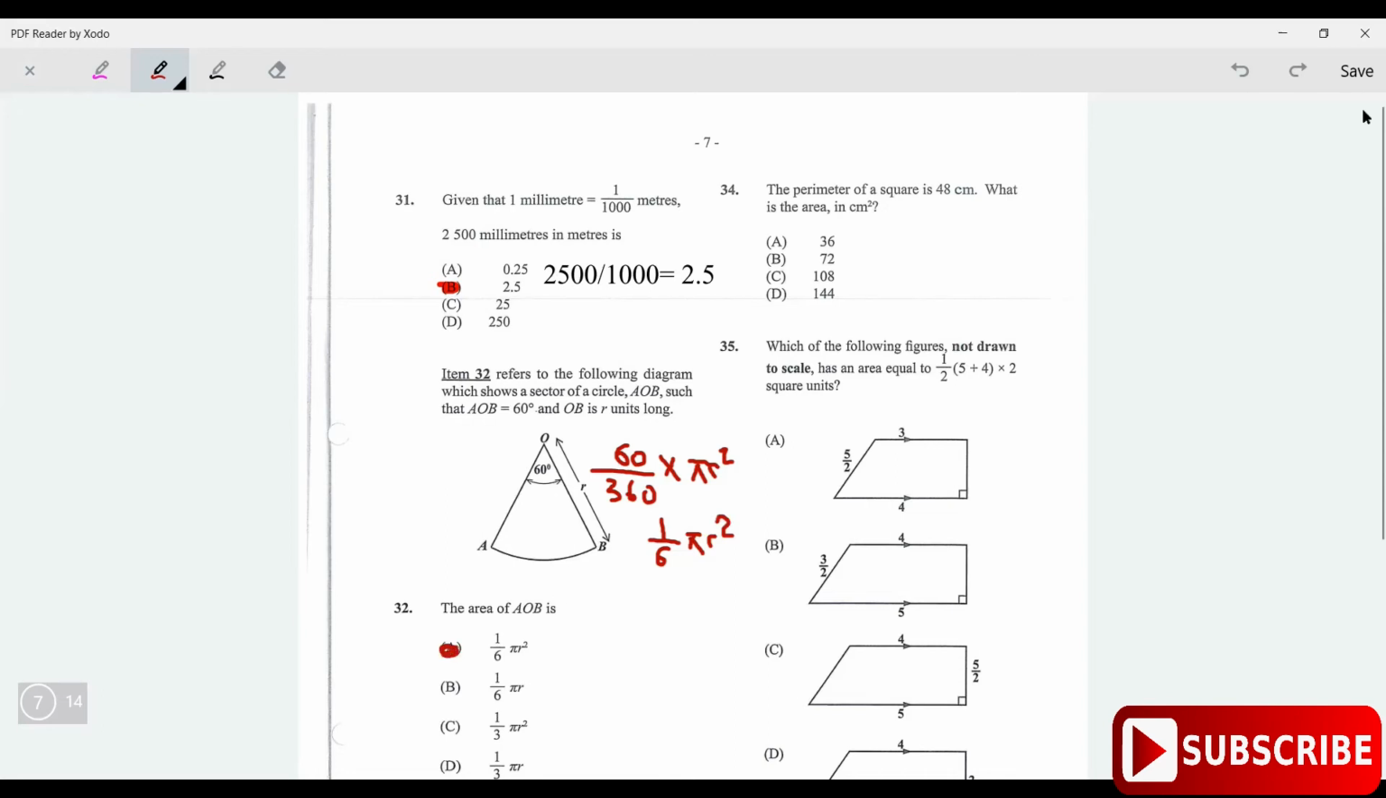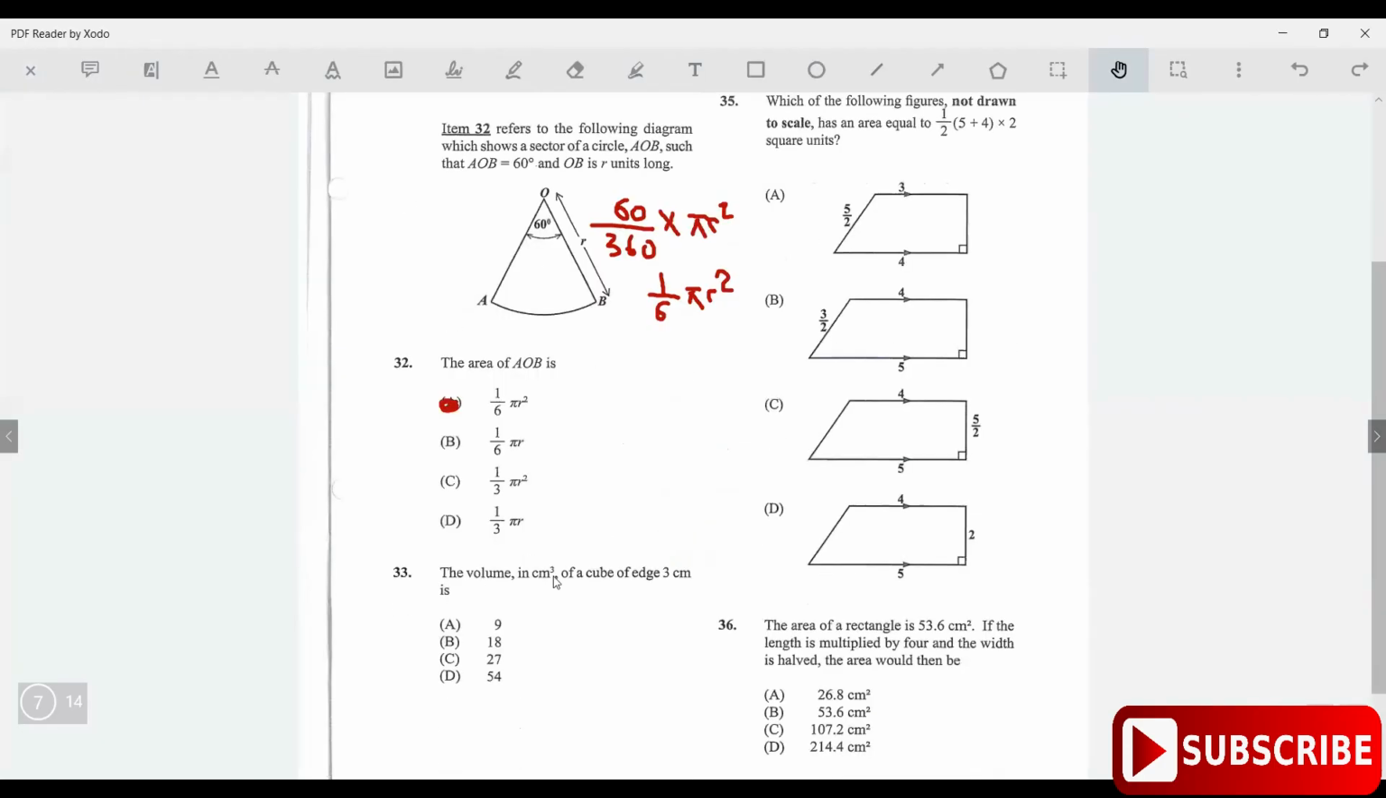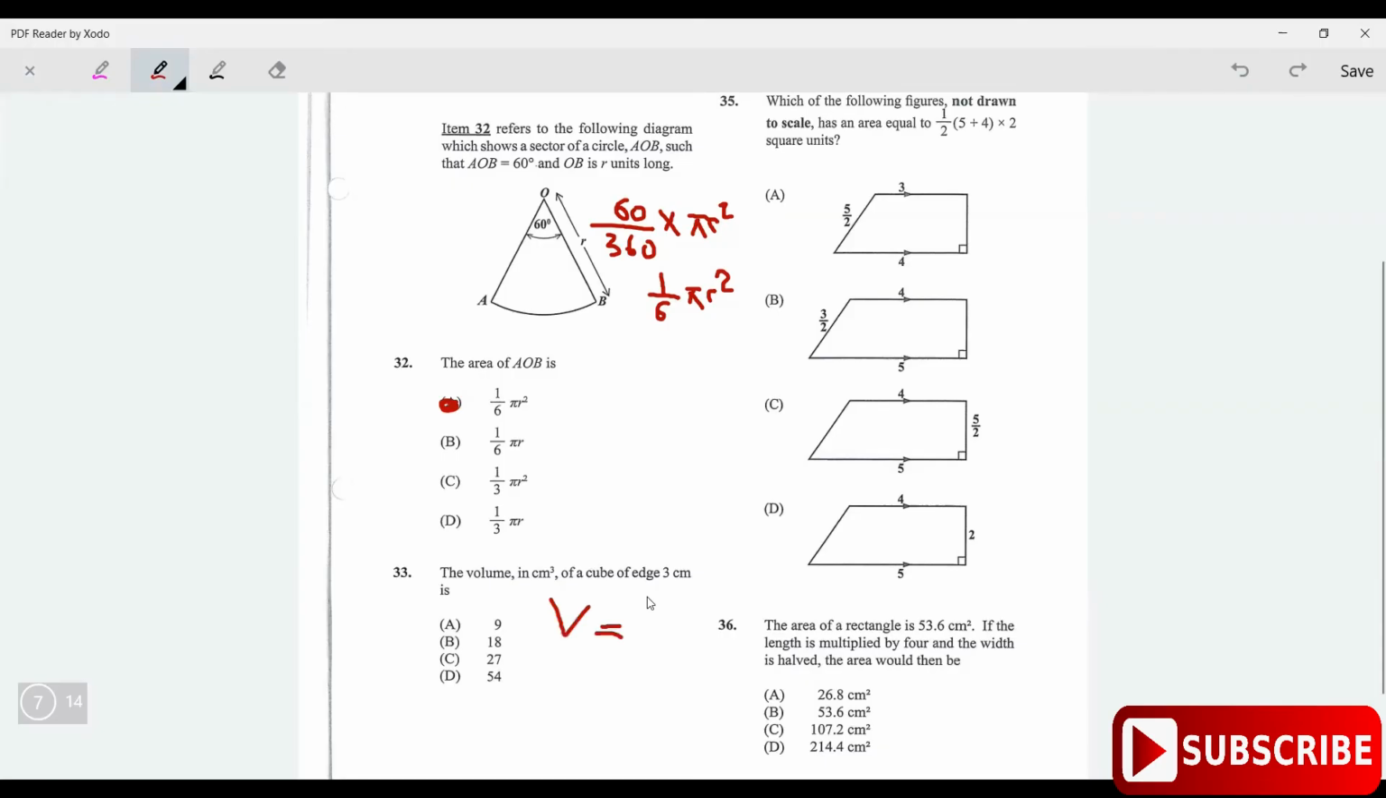Easy. Next question. It says, the volume of a cube of edge 3 centimeter is... Volume is equal to length cubed, and the length is 3, so 3 cubed is the volume, and 3 cubed is 27. All right, that's our option.